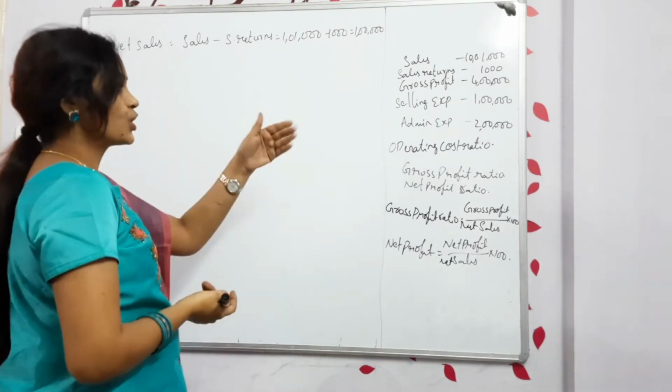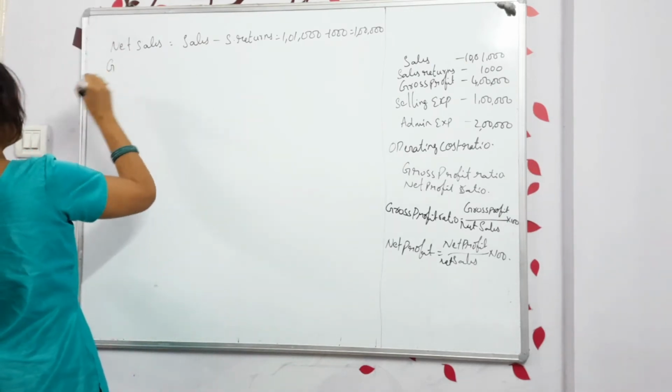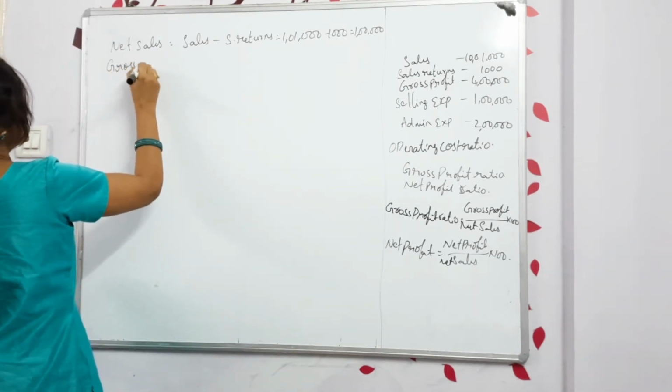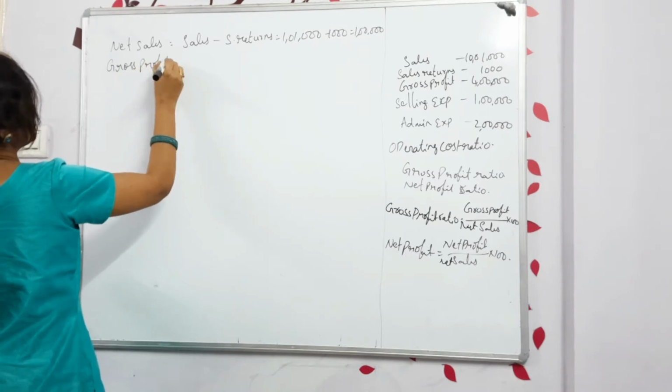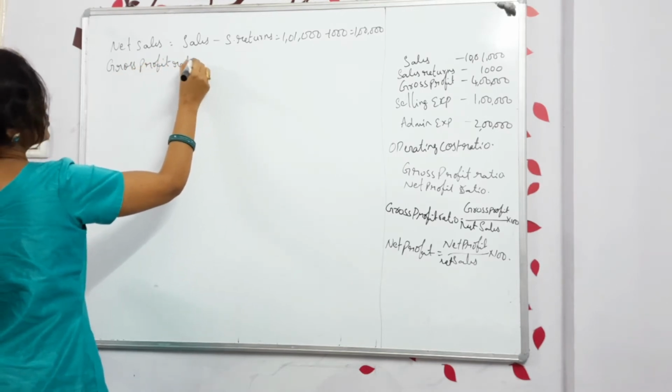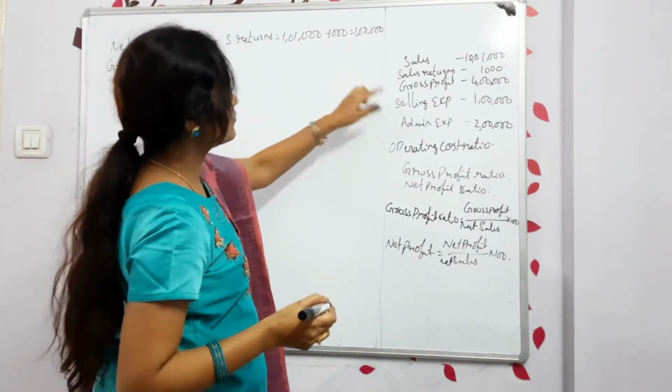Clear? Next. Gross profit already given in the question, right? Gross profit ratio is equal to gross profit. How much is that? 4 lakhs.